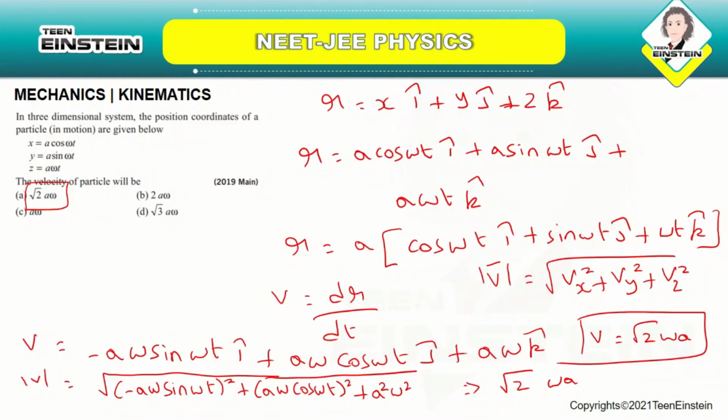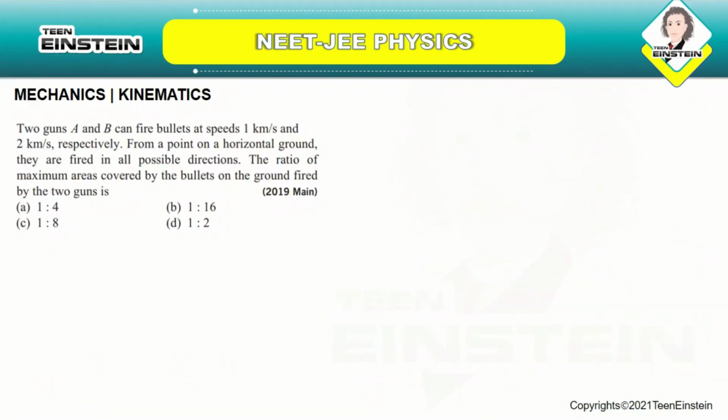Okay. So, you are just writing the equation for r equal to xi plus yj plus zk. So, x is a cos omega t, y is a sin omega t, and z is a omega t. That is what they have given in the question. And if you differentiate that, you will be getting one equation. In that equation, you are finding out the magnitude of the velocity, and when you solve this, you will be getting the velocity as root 2 omega a. Okay. Let us now move on to the next question.